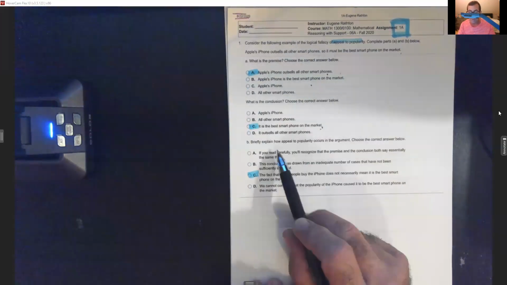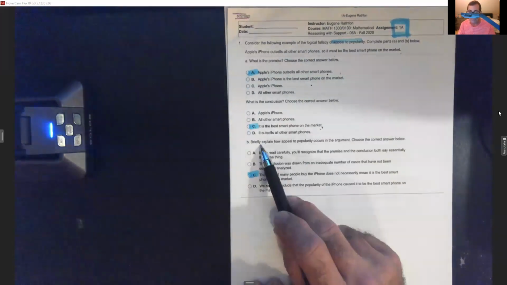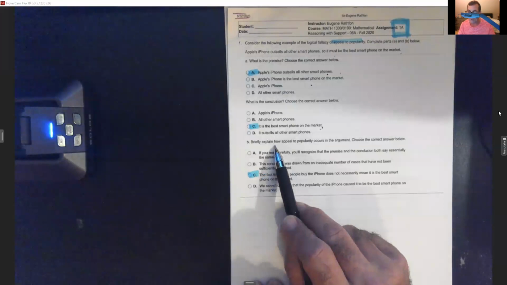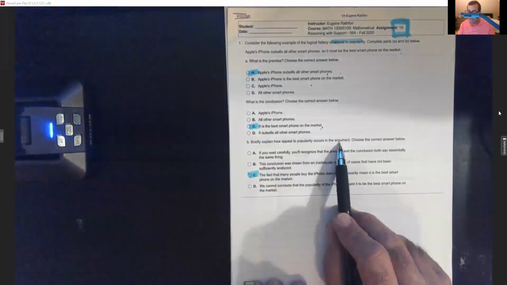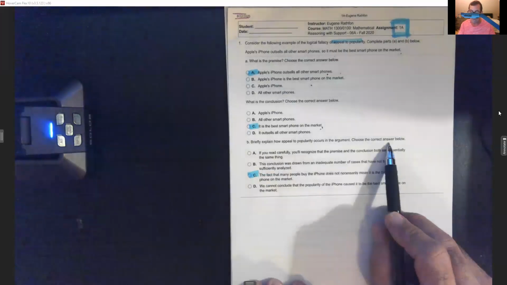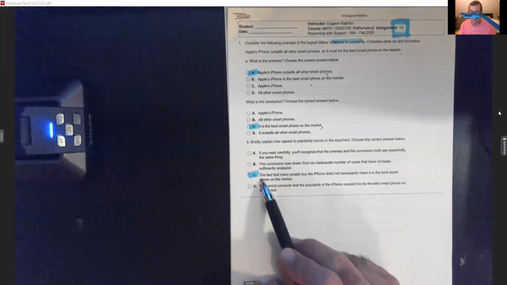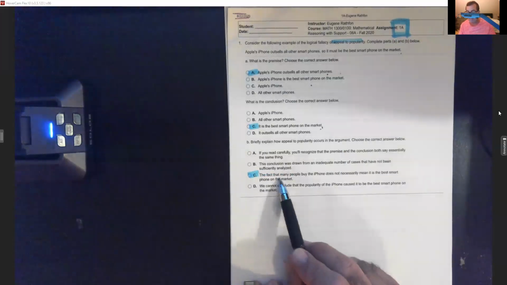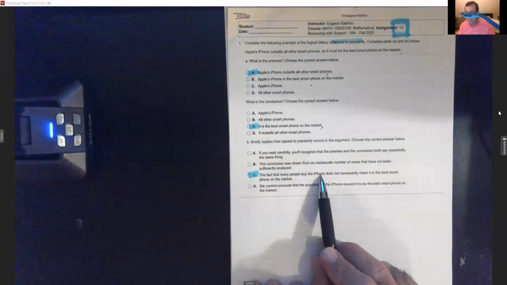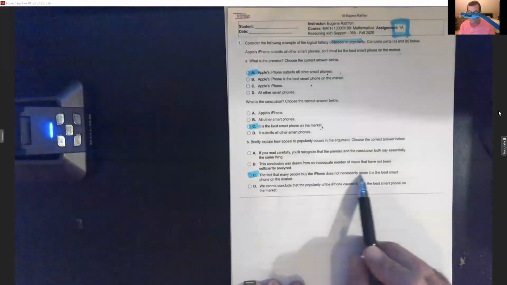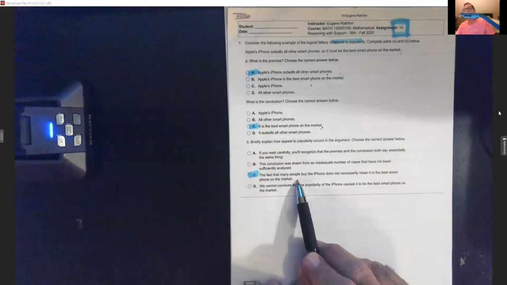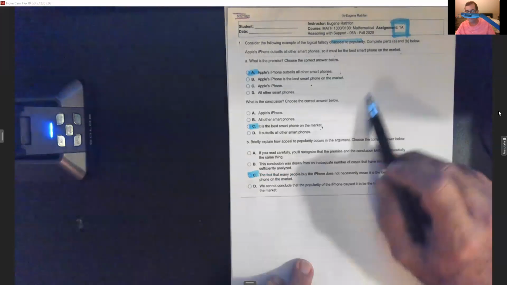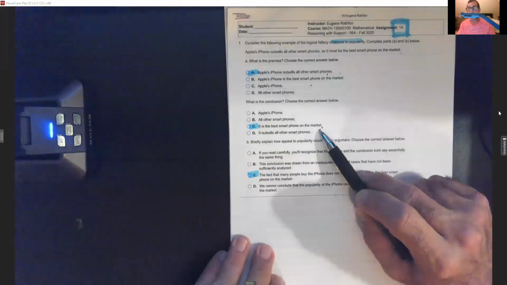So now B down here would be, briefly explain how appeal to popularity occurs in the argument. Choose the correct answer below. So here was my answer: the fact that many people buy the iPhone does not necessarily mean it is the best smartphone on the market. And that's what I was trying to say up here when I was telling you about these choices, right?